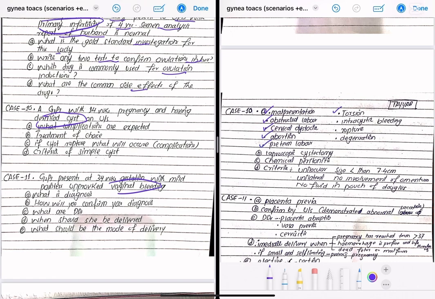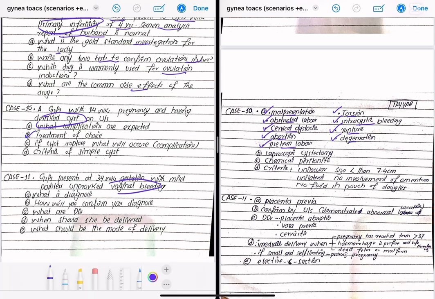These are the complications of pregnancy having dermoid cyst. Now, what is the treatment of choice? So this is laparoscopic cystectomy. Okay, there is dermoid cyst, so laparoscopic cystectomy should be done.